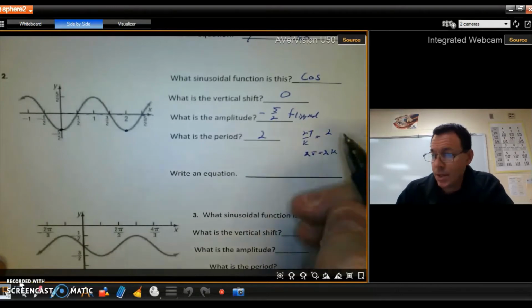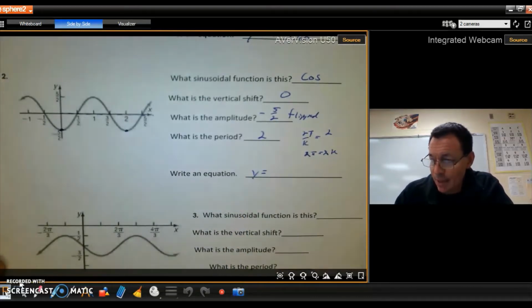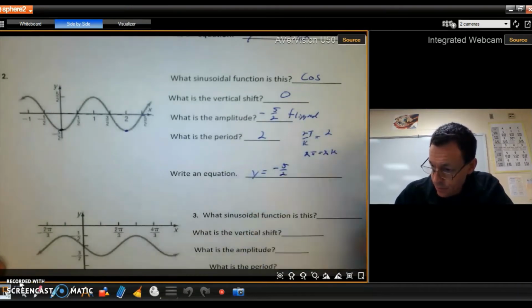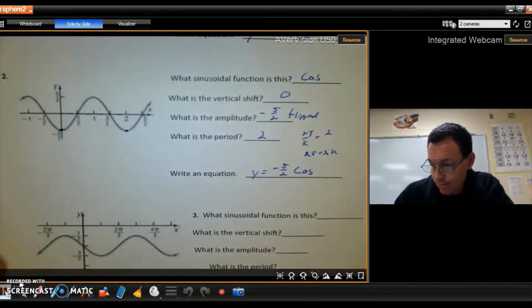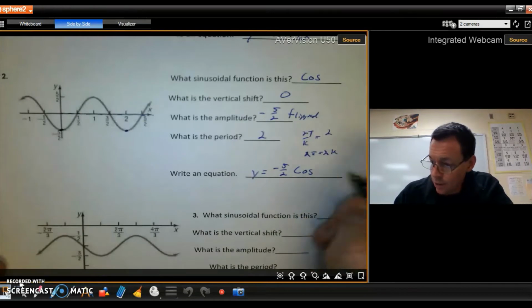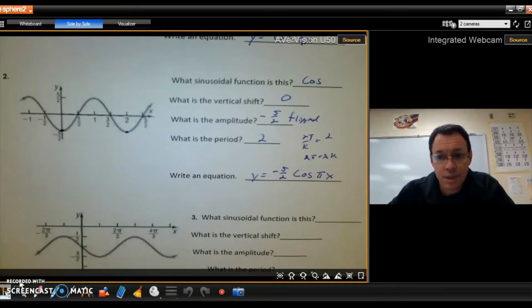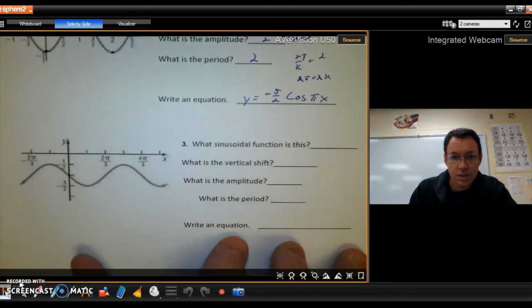Okay, so that's it. So we're going to take our normal equation, y equals, we're going to plug in the amplitude, negative 5/2. We're going to type in the function, cosine, and then we're going to plug in our k value, which is pi, pi x. That's it. That is the formula of the graph. Okay?